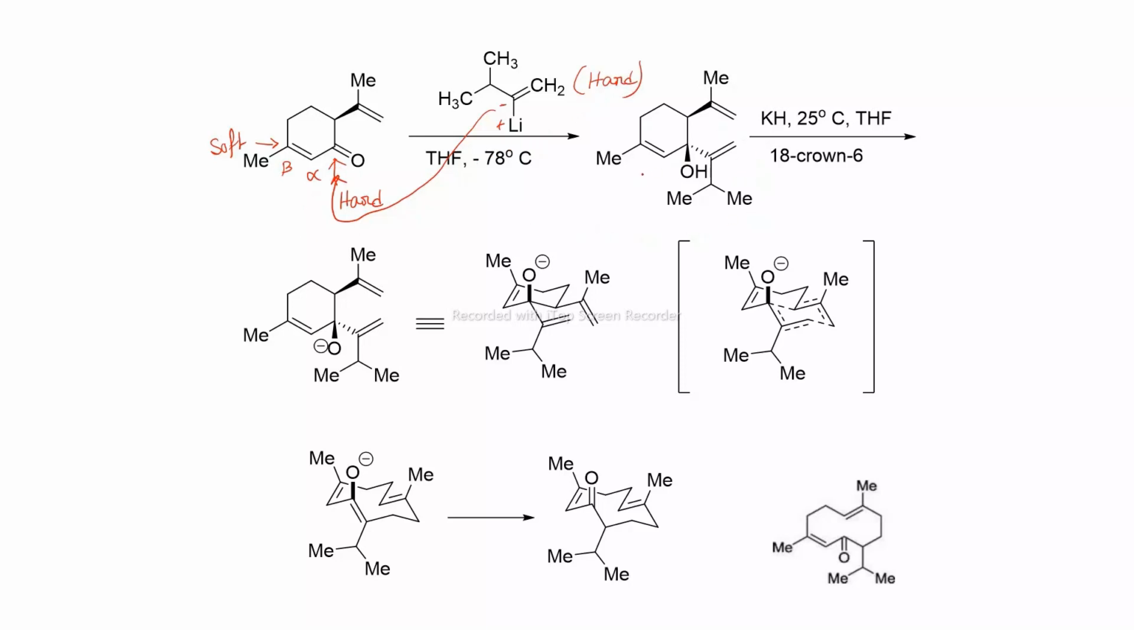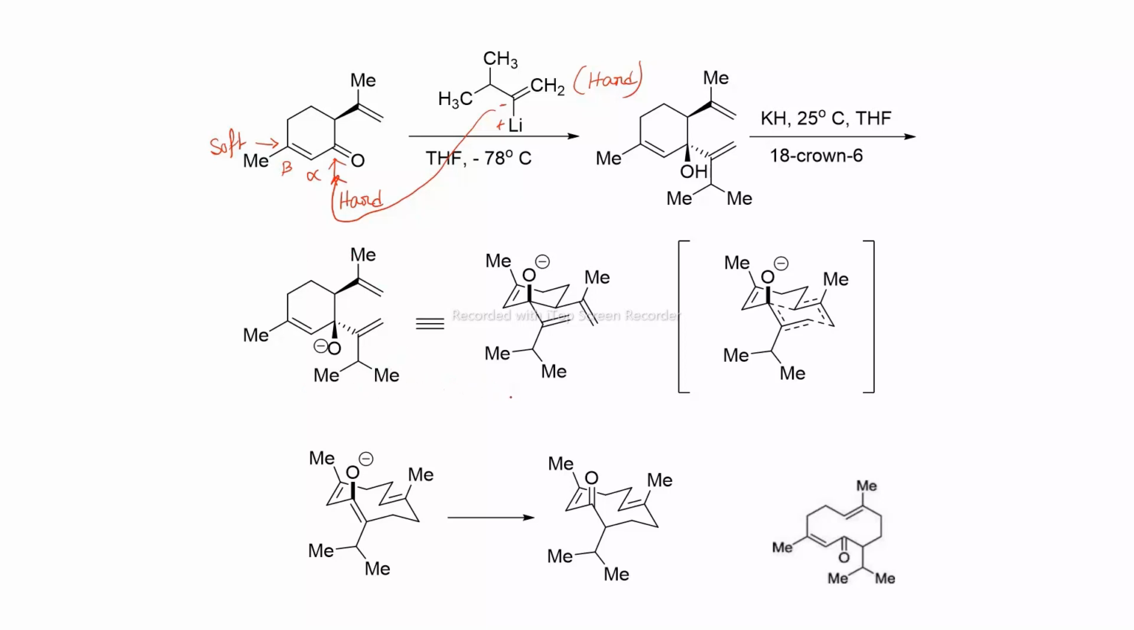We will get the product like this, because let's say we are assuming that this particular group is upside. Due to steric effects, the nucleophile will come from the lower side, so the oil group will go upside and our nucleophile goes downside. That's why we get this particular stereochemistry. Again, the oxy-Cope rearrangement will happen, the carbanion will form, and the potassium will be trapped by the crown ether, and we get the product.